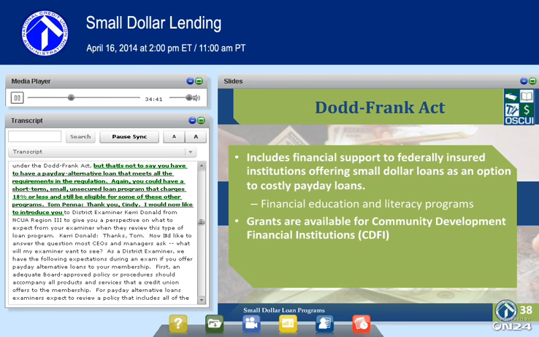But that's not to say you have to have a payday alternative loan that meets all the requirements in the regulation. Again, you could have a short-term small unsecured loan program that charges 18% or less and still be eligible for some of these other programs.